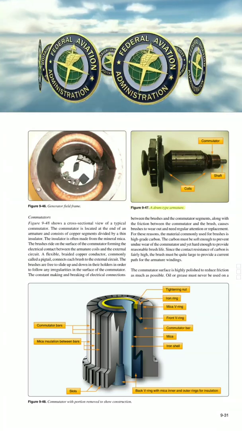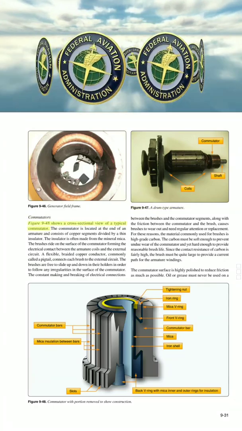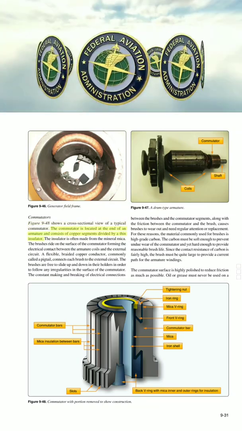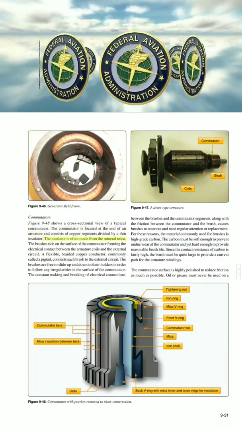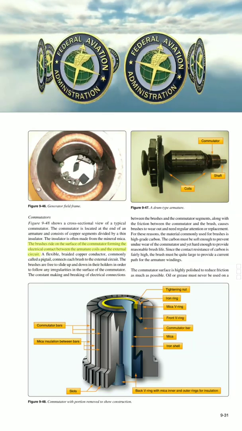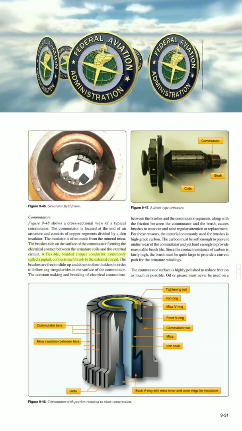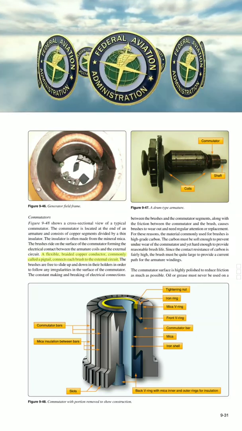A drum-type armature. Commutators. Figure 9-48 shows a cross-sectional view of a typical commutator. The commutator is located at the end of an armature and consists of copper segments divided by a thin insulator. The insulator is often made from the mineral mica. The brushes ride on the surface of the commutator, forming the electrical contact between the armature coils and the external circuit. A flexible, braided copper conductor, commonly called a pigtail, connects each brush to the external circuit.